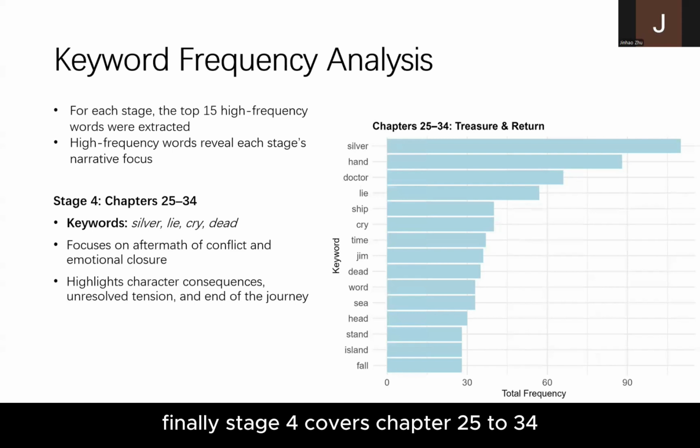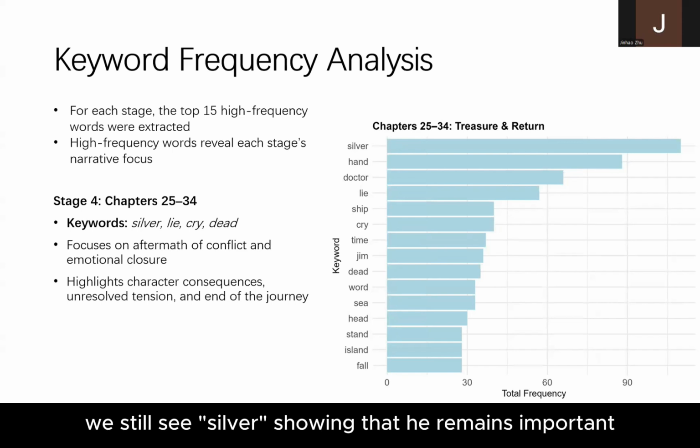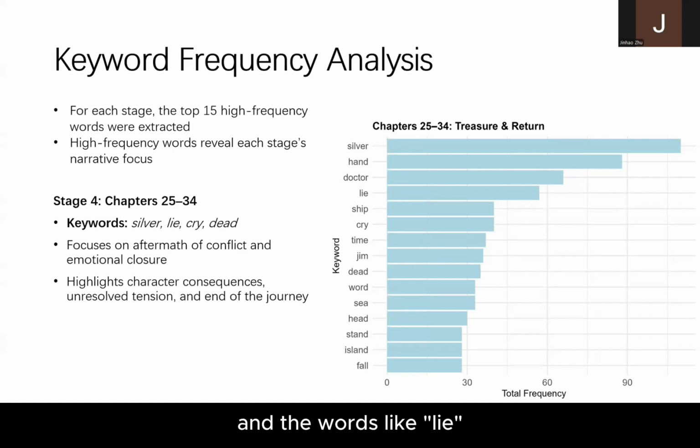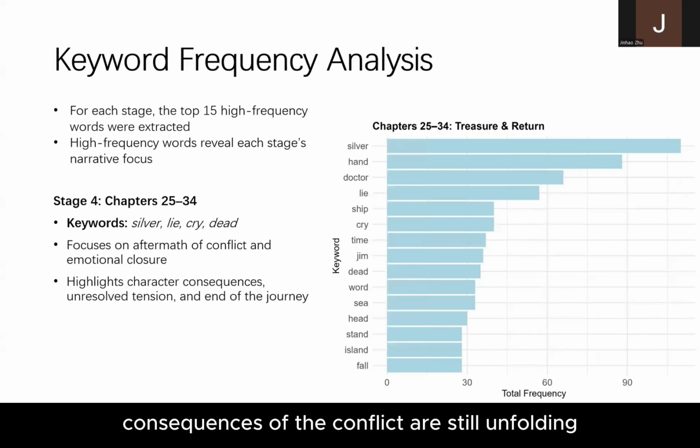Finally, Stage 4 covers chapters 25 to 34, the resolution of the novel. The keywords are silver, lie, cry, dead, and sheep. Although the story is coming to an end, we still see Silver, showing that he remains important, and words like lie, dead, and cry suggest that the emotional consequences of the conflict are still unfolding.